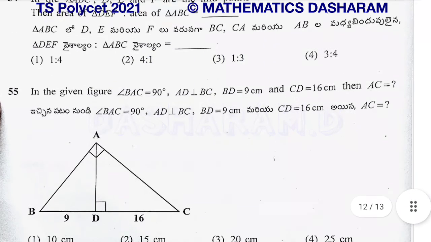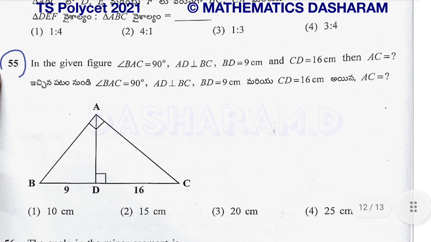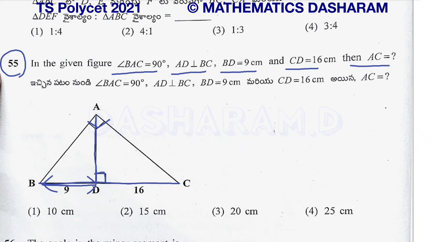Next, question number 55. In the given figure, angle BAC is 90, AD is perpendicular to BC, BD is 9, CD is 16, then what is the AC value? So here angle A is 90 degrees. At the same time AD is perpendicular to BC. Next, BD is 9. Next, CD is 16. Then it is asking what is the AC value.